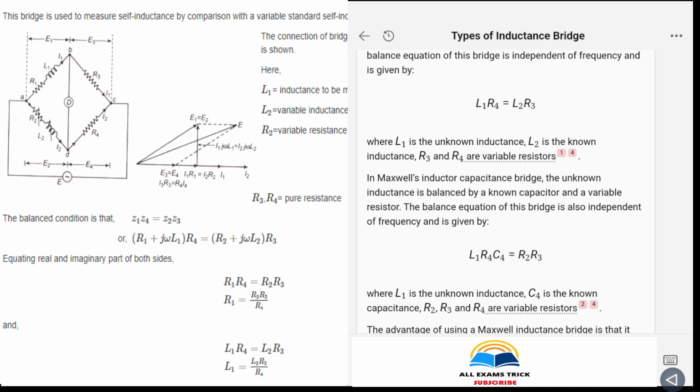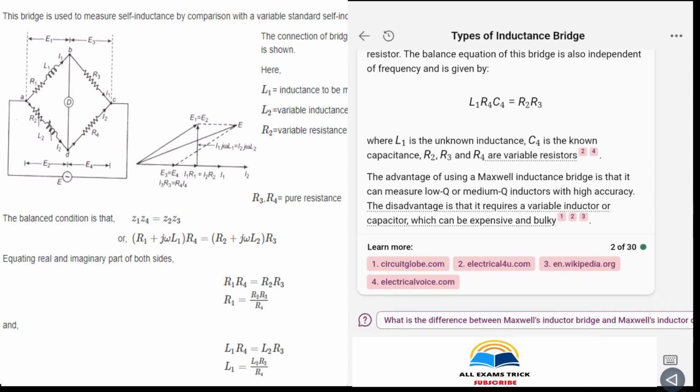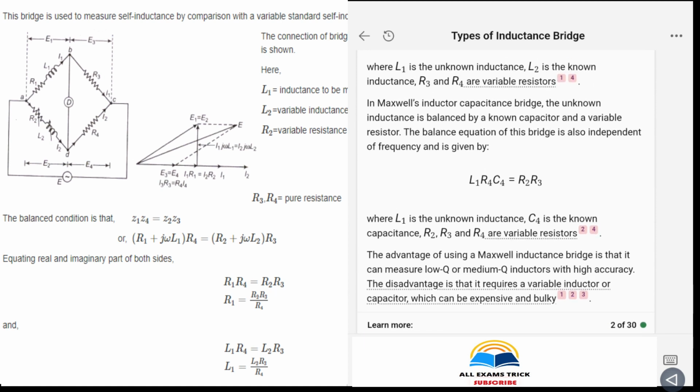The advantage of using a Maxwell inductance bridge is that it can measure low Q or medium Q inductors with high accuracy. The disadvantage is that it requires a variable inductor or capacitor, which can be expensive and bulky.